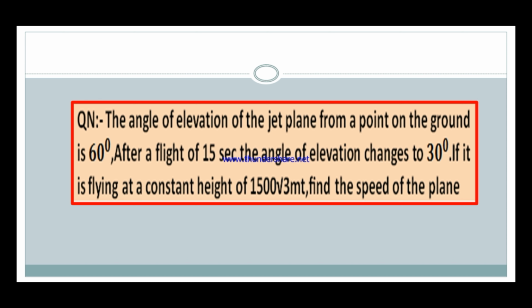I shall repeat. The angle of elevation of the jet plane from a point on the ground is 60 degrees. After a flight of 15 seconds, the angle of elevation changes to 30 degrees. If it is flying at a constant height of 1500 root 3 meters, find the speed of the plane. This question appeared in June 2015.